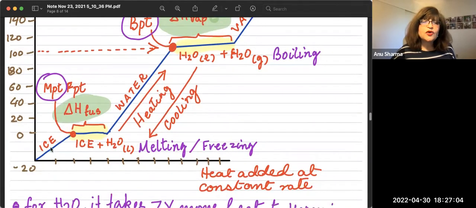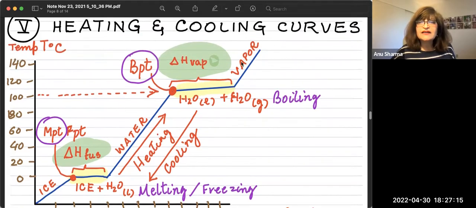So these slopes are the states of matter. In this case, it's water. So it's ice here, or the solid state. This is the water state, the liquid state, and this is the gaseous state. Okay, so that's one piece.